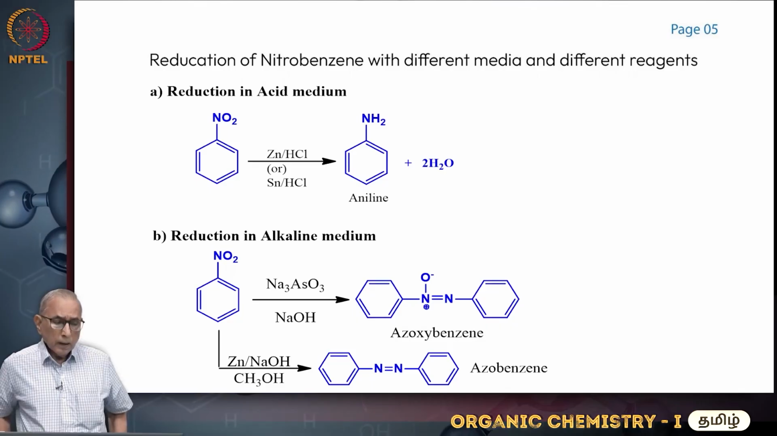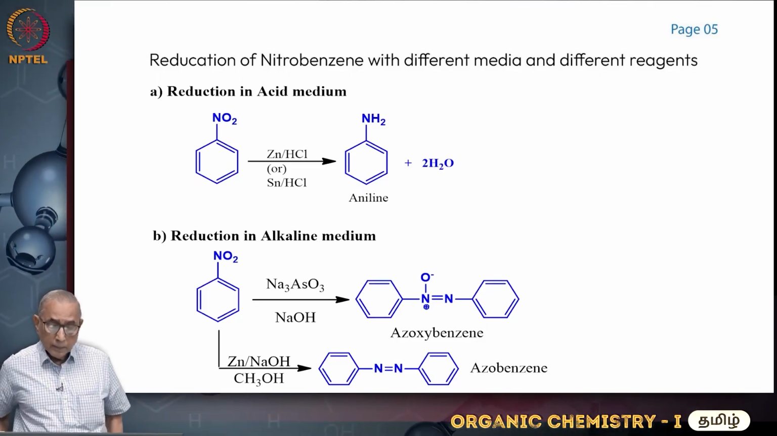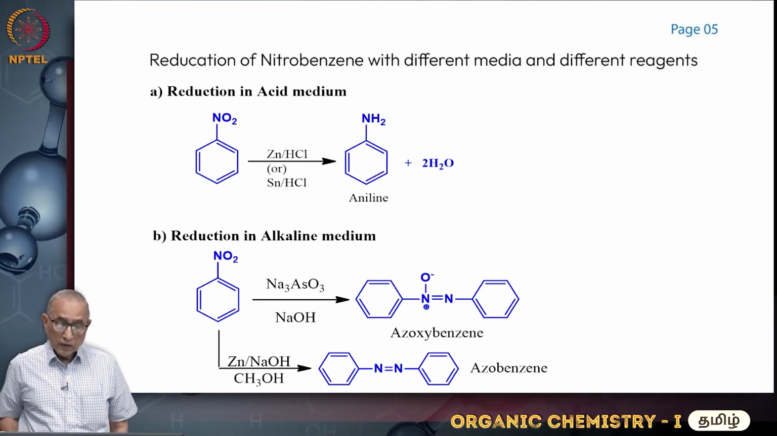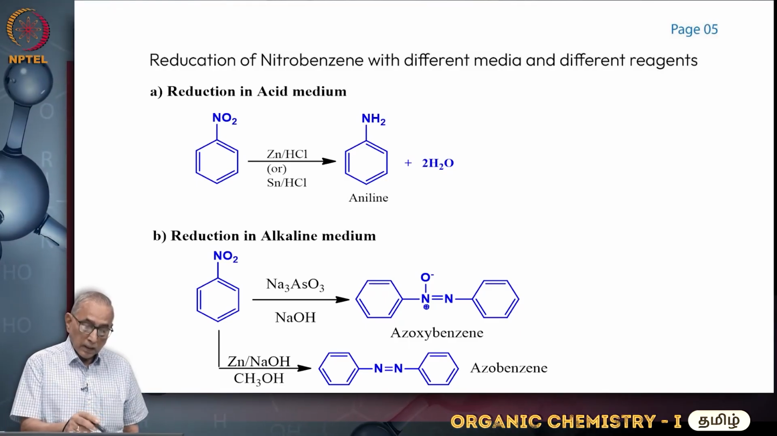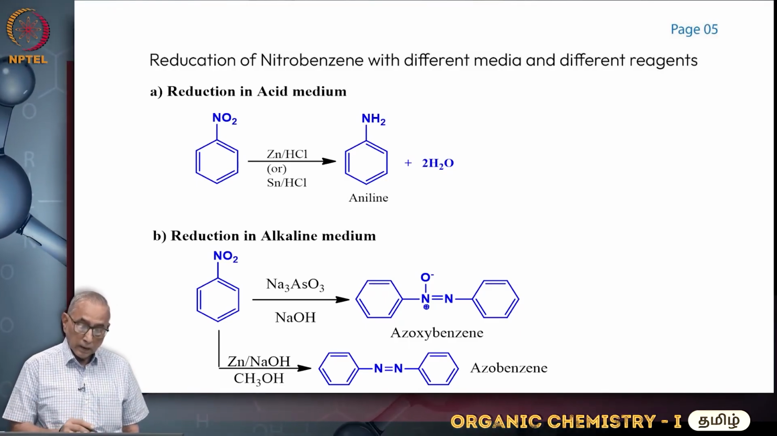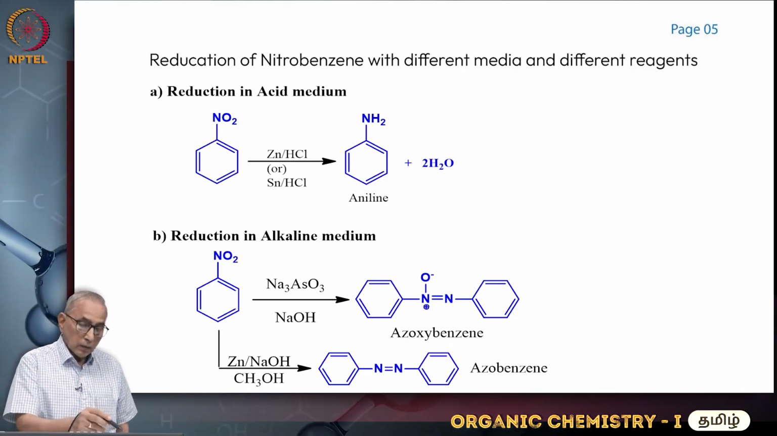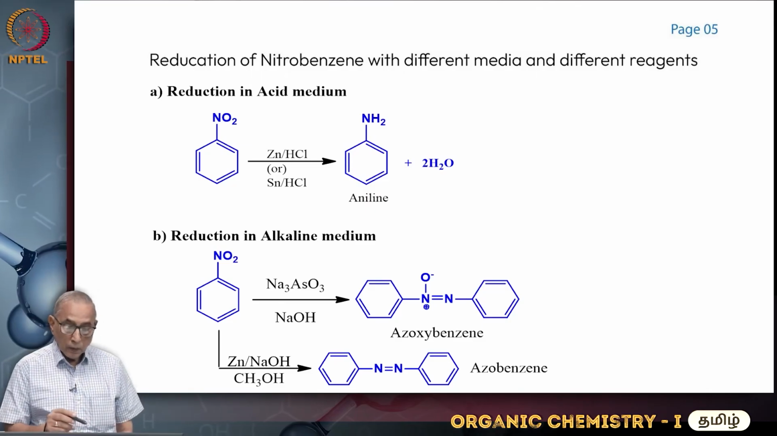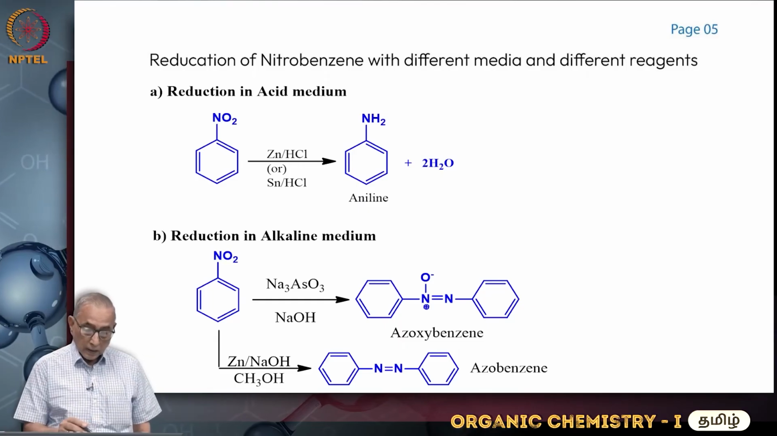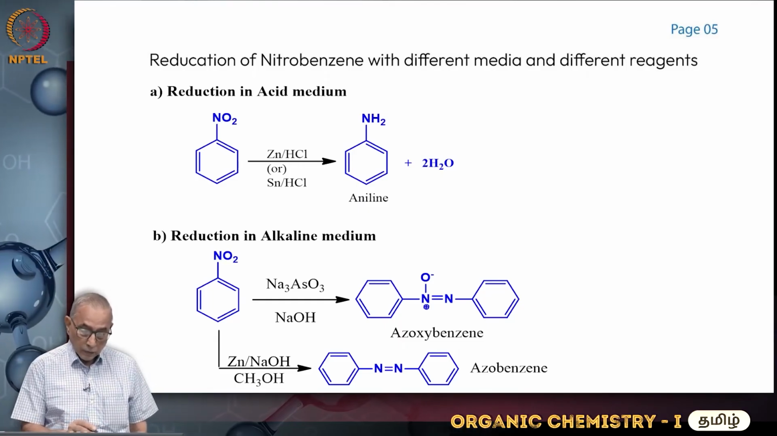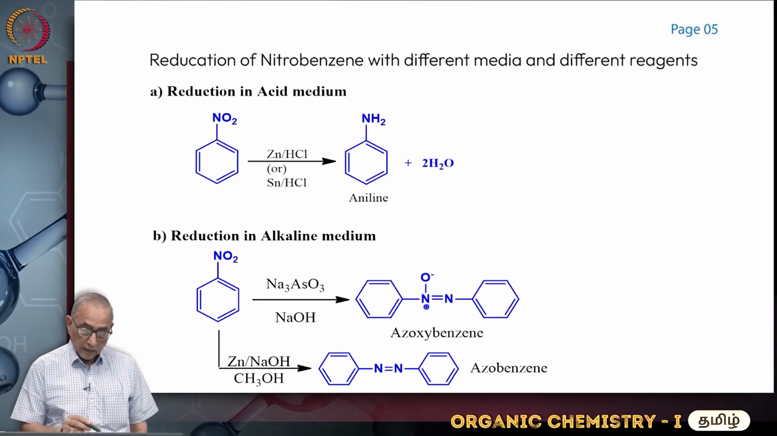Now, the nitro group can be reduced in different media with different reagents. The reduction in acid medium, nitrobenzene, zinc and hydrochloric acid or tin and hydrochloric acid gives aniline plus water. The H here goes to the nitrogen, NOH, and twice it is reacted to form the amino group. Reduction in alkaline medium: nitrobenzene, sodium arsenite, Na3AsO3, sodium hydroxide. This is the alkaline condition.